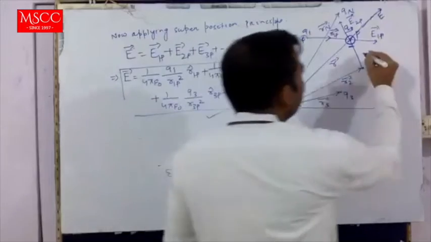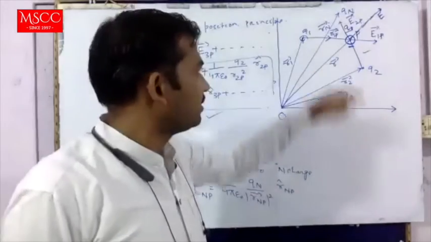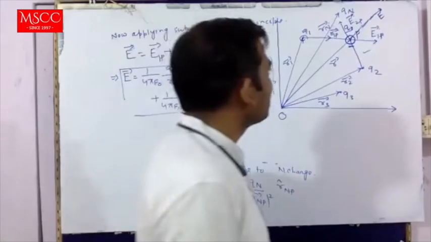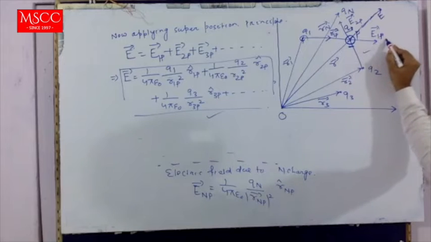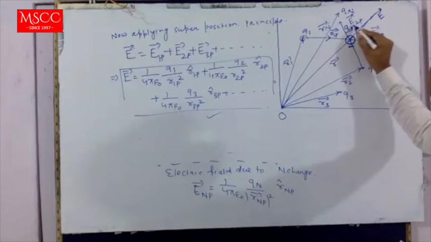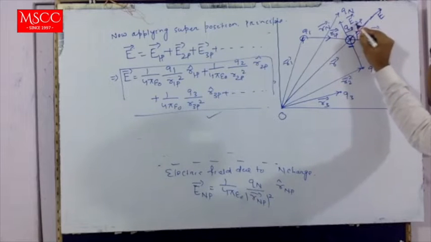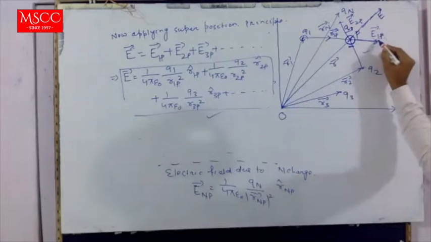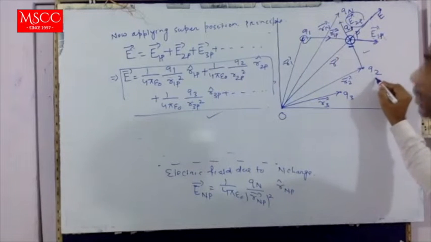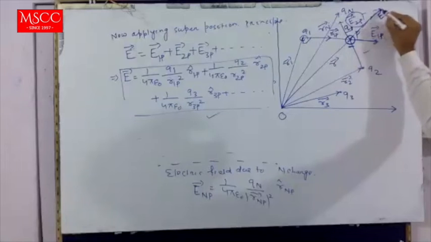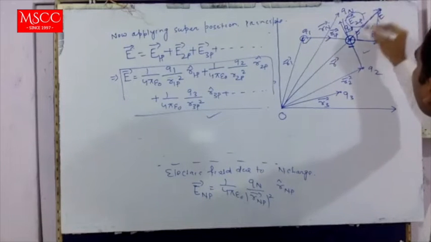Look at this diagram very carefully, all of you. Suppose this is the direction of E1P and this is the direction of E2P. That is, this is the electric field due to Q1 and this is the electric field due to Q2. The resultant is found by applying the parallelogram law of vector addition.